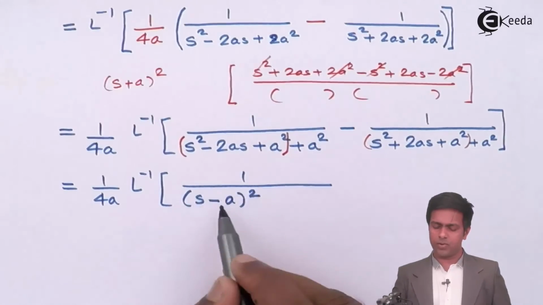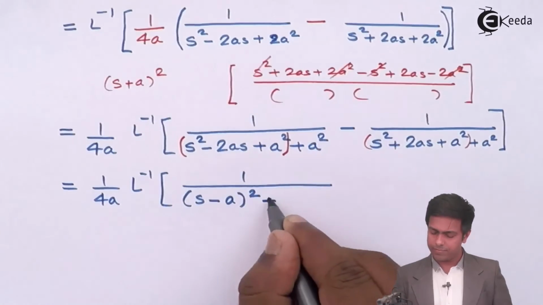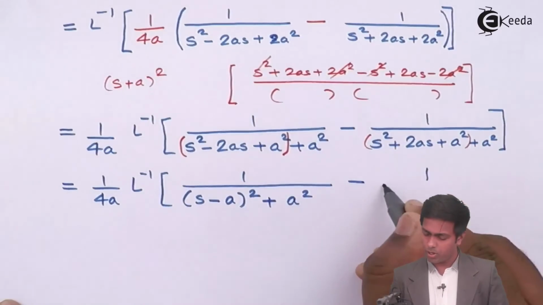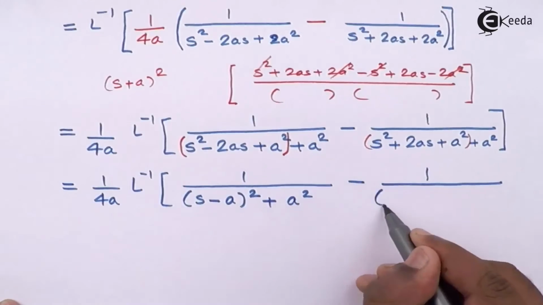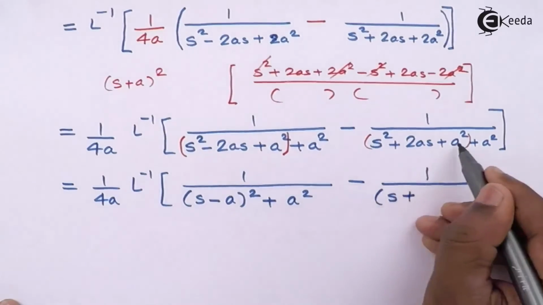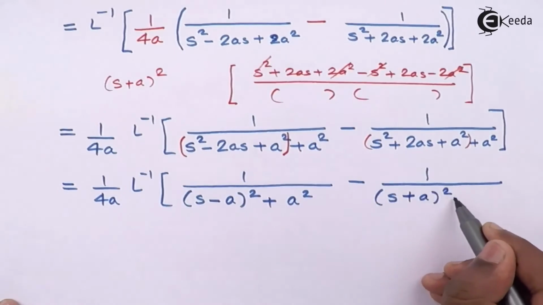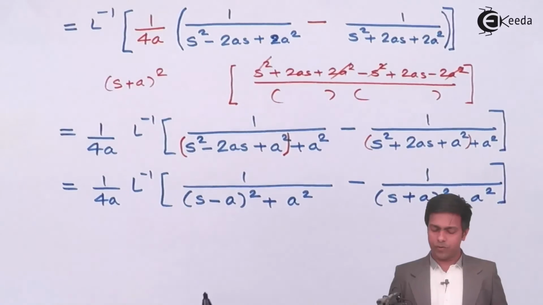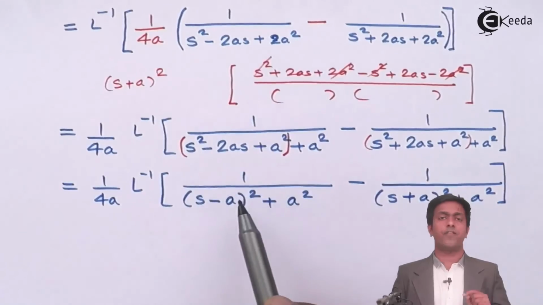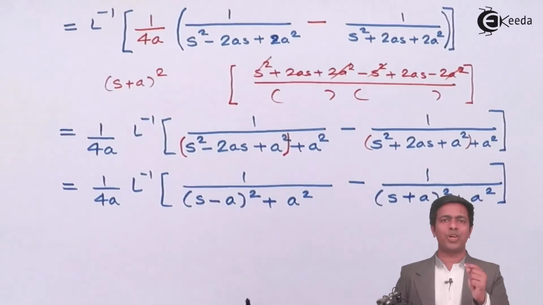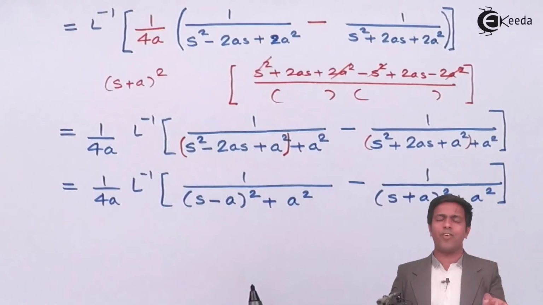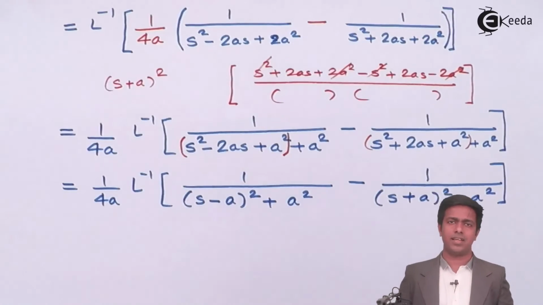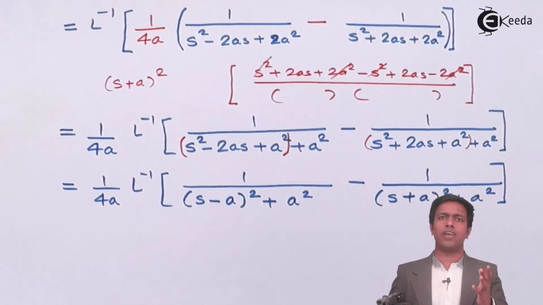So if you expand this, you will get this again, plus a square, minus 1 upon, let's repeat the process: square root of s square is s, sign of the second is positive, square root of the third term is a, the whole square, plus a square. Now guys, if you see this first term, it is a function of s minus a, because now we don't have s. In that whole function, we have s minus a everywhere. So it is not a function of s, it is a function of s minus a. Similarly, this second term is a function of s plus a.